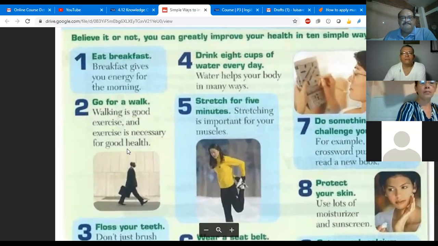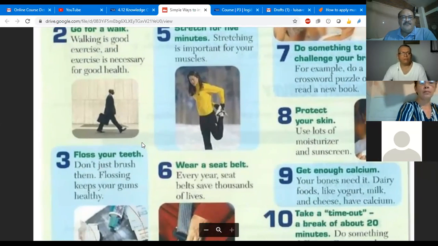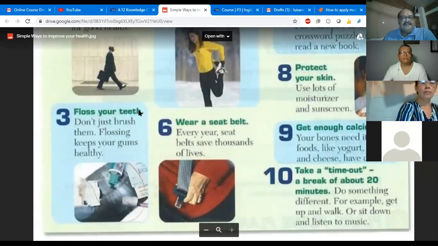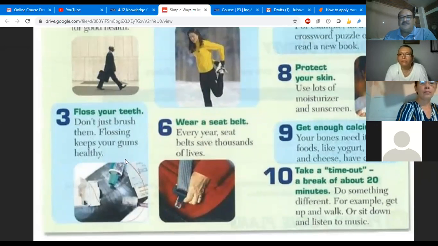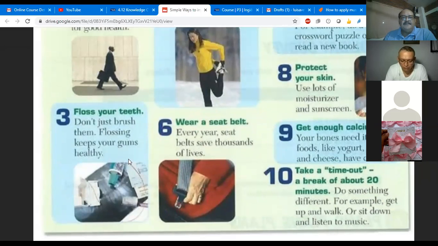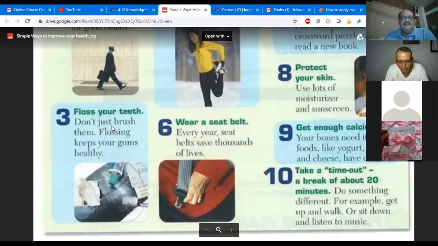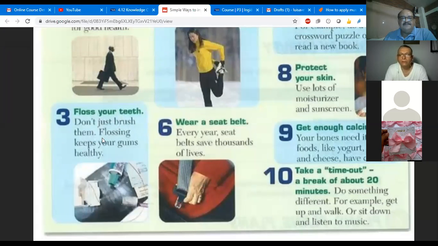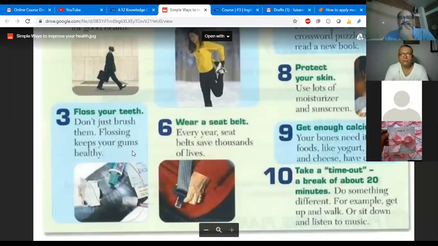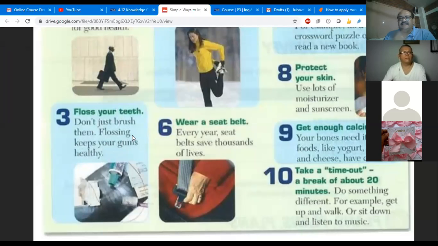Okay. Number 3, floss your teeth. Don't just brush them. Flossing keeps your gums healthy. Okay. What means floss? Floss is el hilo dental, right? Hay que pasarse el hilo dental, floss your teeth. Not only brush, no solo cepillarse, right? Then it says, flossing keeps your gums healthy. El limpiarse con hilo dental mantiene las encías saludables.